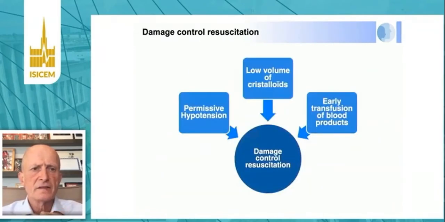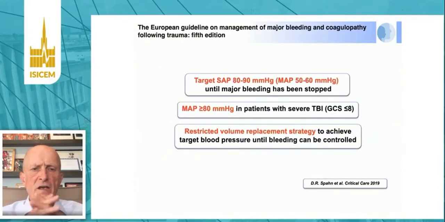So the three pillars of the fluid resuscitation in trauma patient are: first, the permissive hypotension; second, the fact that we will give a low volume of crystalloid; and finally, the fact that we are able to give very earlier transfusion of blood product. About permissive hypotension, the recommendation are to target a systolic arterial pressure from 80 to 90 and a mean arterial pressure from 50 to 60 until the bleeding has been stopped.